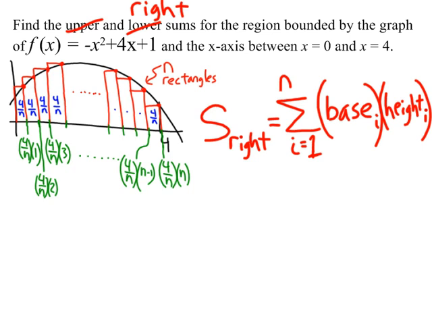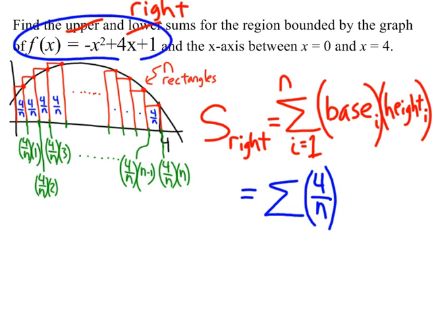OK, the base will be pretty easy here. I'm going to do my lazy thing. I'm not going to bother to write the n and the i equals 1 on the sigma. I'll just stick with the sigma sign until I need the n and the i value. The base of every rectangle, we already said, that's 4 over n. The height's a little more tricky. We need this function. That's what dictates the height of each rectangle.